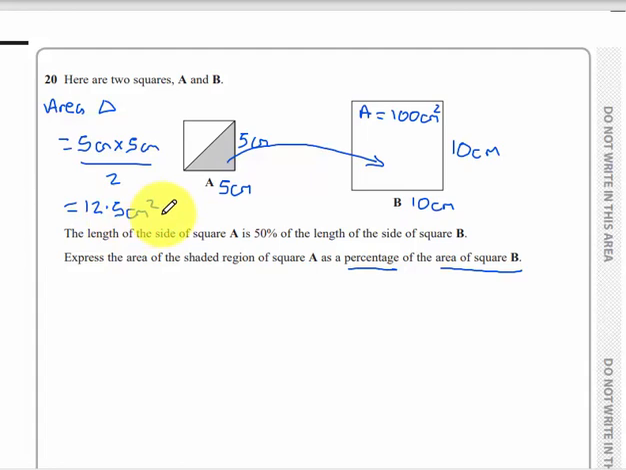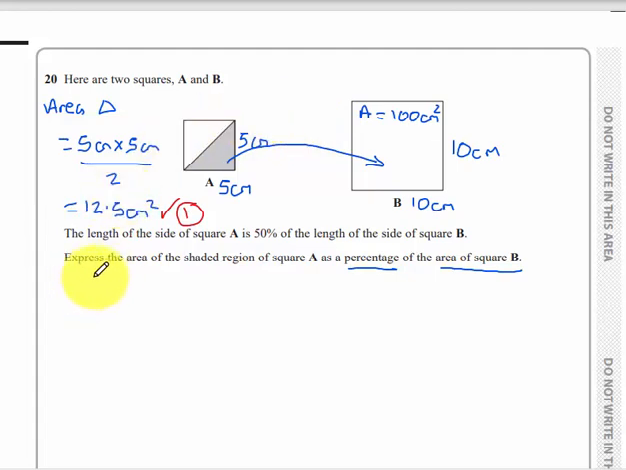Reaching this point will definitely pick me up 1 mark. The first mark is for assigning lengths to the squares and working out an area. So I may have picked it up when I worked out the area of the big square was 100 centimeters squared, but I certainly have by working out the area of the triangle.